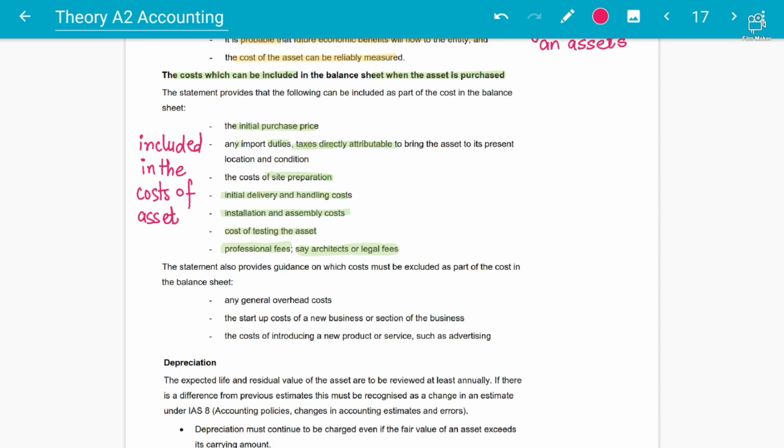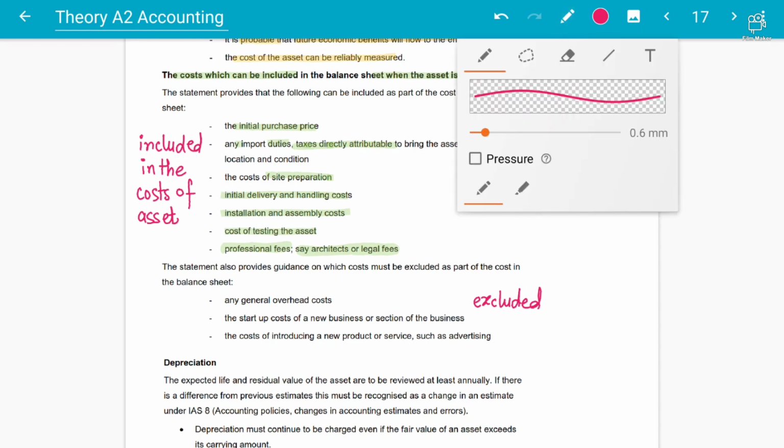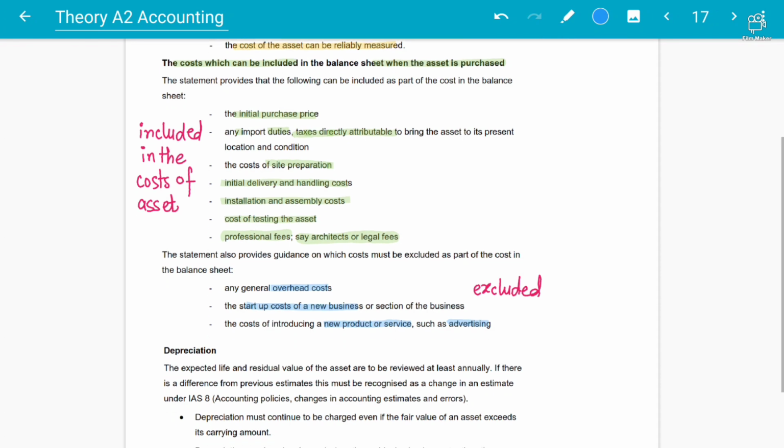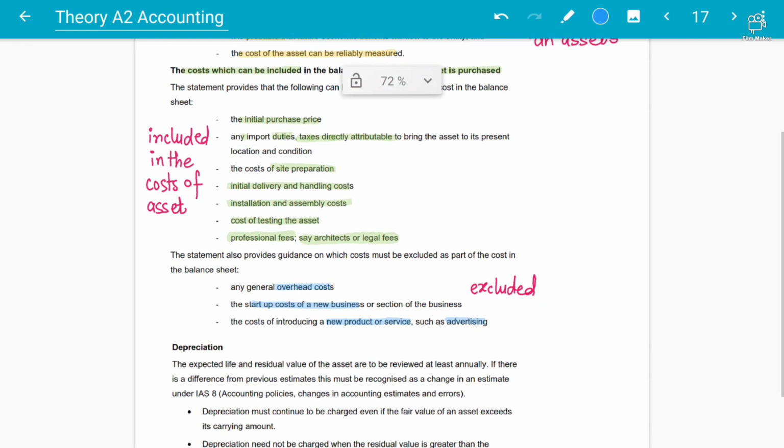The costs that will be excluded are, let's use a different highlighter, overhead costs. The indirect costs you will not add, the startup cost of a new business, and the cost of introducing a new product. So you are not going to account for advertising or these types of costs, and any indirect costs. That is very important in IAS 16.